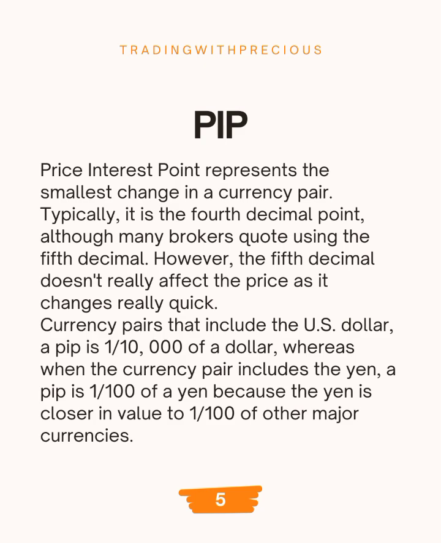For currency pairs that include the US dollar, a pip is 1 to 10 of a dollar, whereas for currency pairs that include the yen, a pip is 1 to 100 of a yen, because the yen is closer in value to 1 to 100 of other major currencies. Now in the next slide, I will be explaining in detail what the pip is.